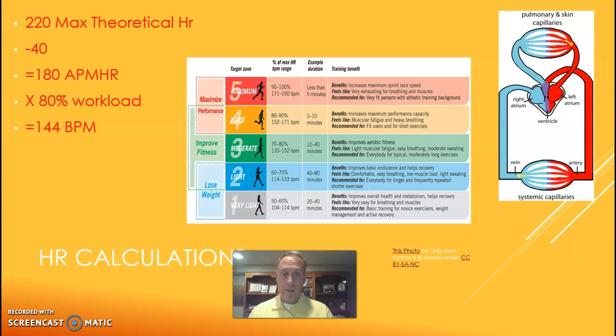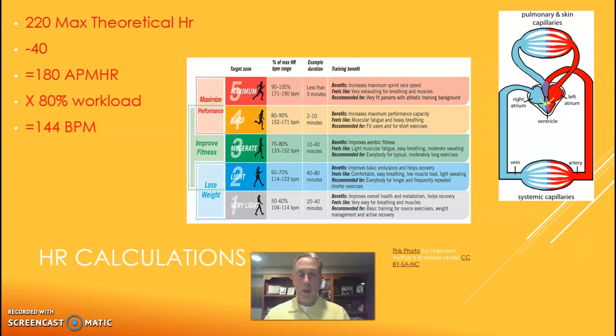So when you look at calculations, let me just go ahead and pull this guy down here. When you look at calculations, this is a pretty standard format, right? So you have 220 minus your age as your theoretical maximal heart rate. A person is 40 years old. That gives you an age-predicted maximal heart rate. And if you work at 80%, 80% is 144 beats per minute.